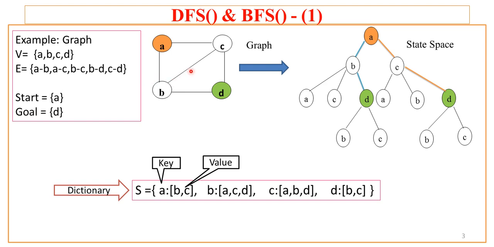So here is the graph and this graph is represented as a state space. Let us focus over here. We have to start with A. So A is the root of the state space tree. Now A has immediate successors B and C. The immediate successors are the nodes which are directly connected to the given node. So in our case, A has immediate successors B and C, which are directly connected to A. So that is specified at the next level of the tree.